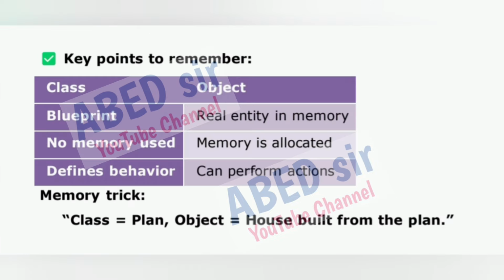Key points to remember. Class: a blueprint, defines behavior, no memory used. Object: a real entity in memory, memory is allocated, can perform actions. Memory trick: class is equal to plan, object is equal to the house built from the plan.